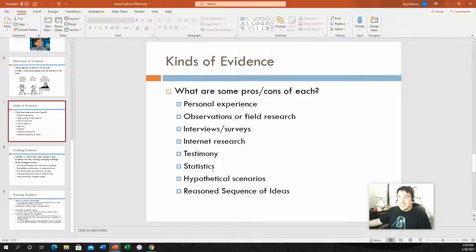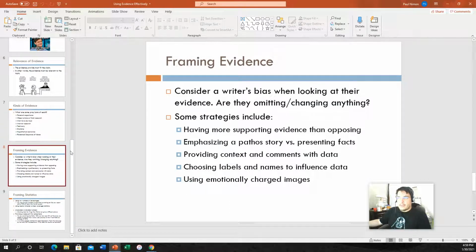Statistics. Let's talk about statistics real quick. Statistics can be a double-edged sword. They can be great, but at the same time, they can also be framed to say whatever it is that the person wants them to say. And we'll get into that in just a minute. Okay, so framing evidence. Let's say I have some evidence here, and let's say my claim is that the majority of students in high schools do drugs.